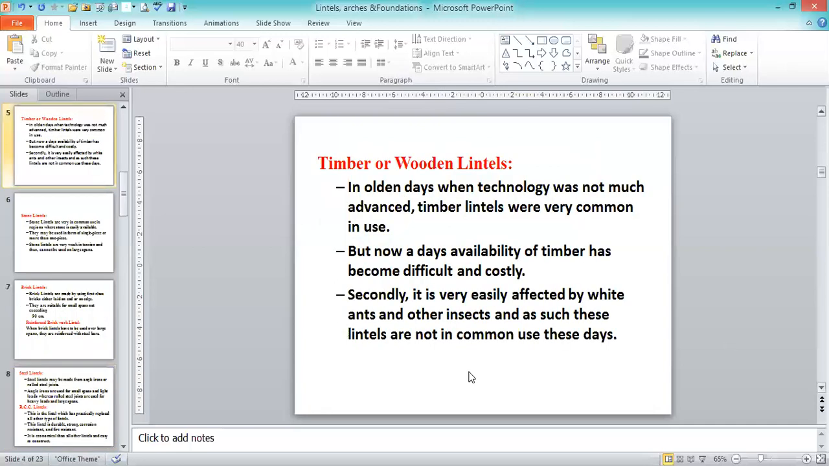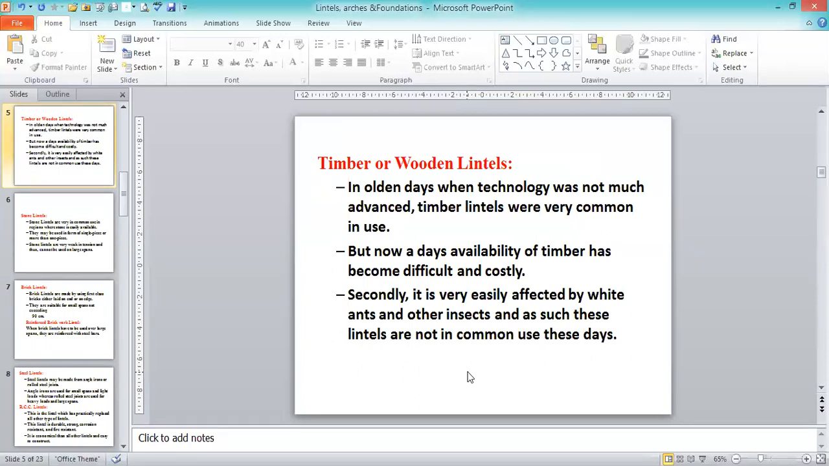Now let us see the timber or wooden lintels. Timber lintels were very common in olden days when technology was not much advanced, but nowadays the availability of timber has become difficult and costly.